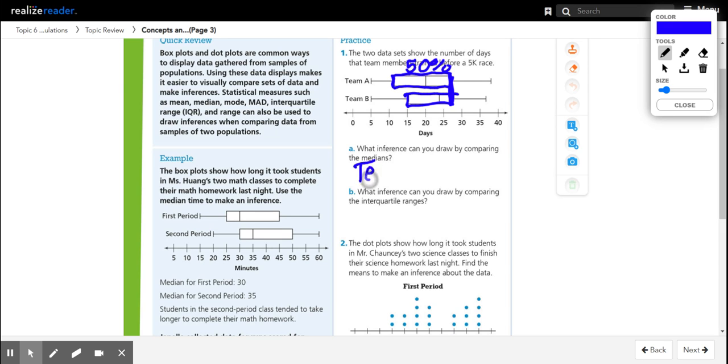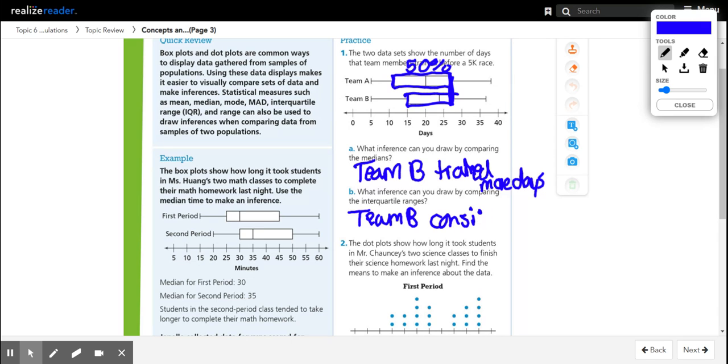I'm just going to write these down. Team B trained more days based off of the median. And Team B consistently trained more days based off of the IQR and the median together.